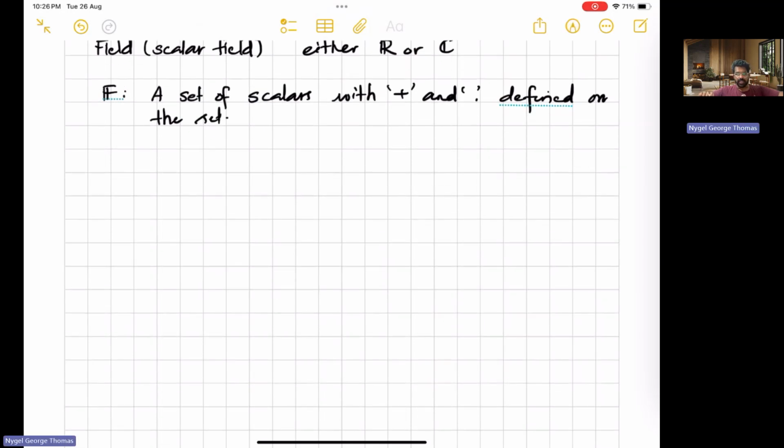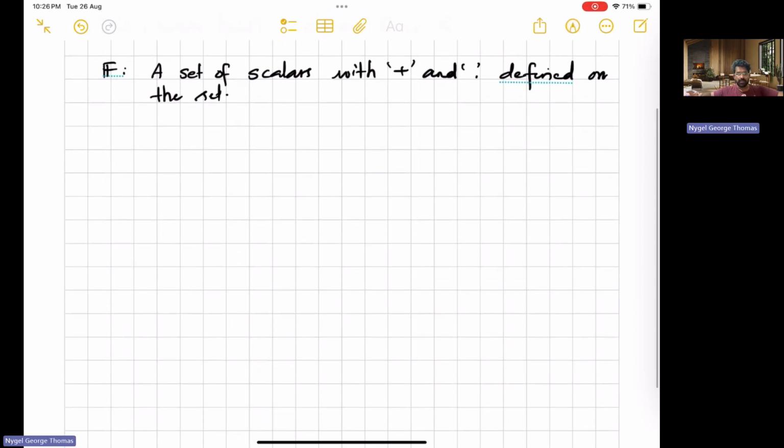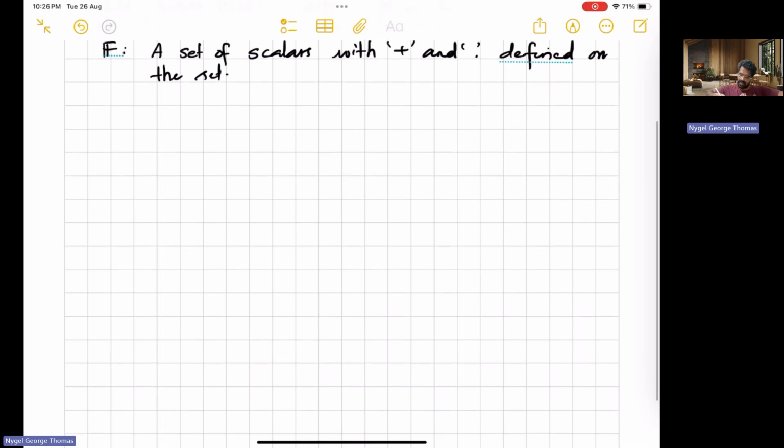So a field should satisfy a few properties. We can take this as given for a particular field. First of all, it should be closed under addition and multiplication. What it means is if we have an addition operation on a particular field, after the operation we'd end up getting a scalar which is in the same field. So it's closed under addition, closed under multiplication.